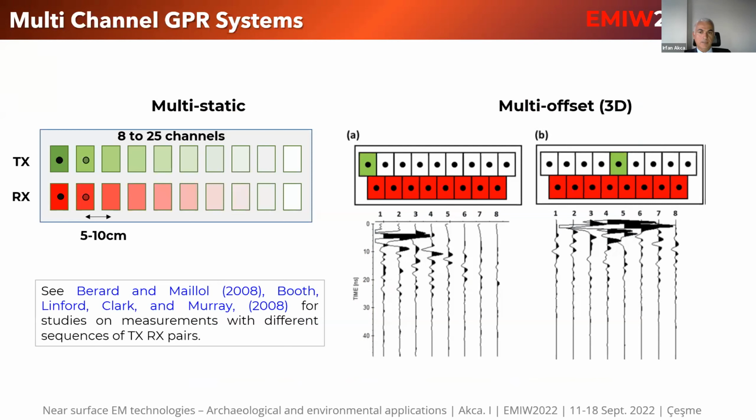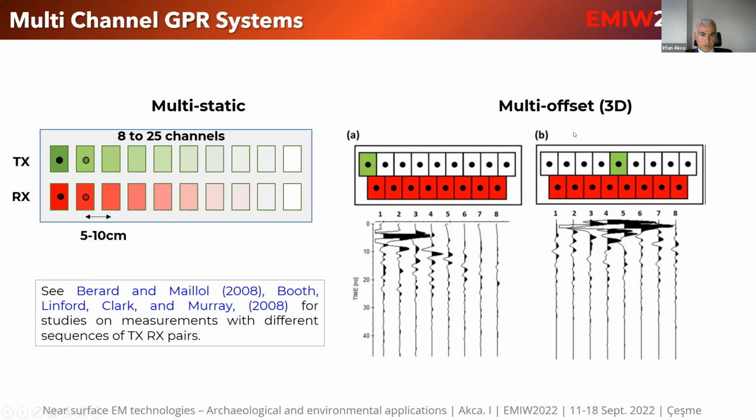The first one is multi-static. That means we use sequential transmitter-receiver couples. We use first the one and then the other one. We use sequential shots and receivers. This multi-static method is this. So we can have 8 to 25 channels at a time, and you know the measurement is in a time range of nanoseconds, so we can fire a lot of shots sequentially.